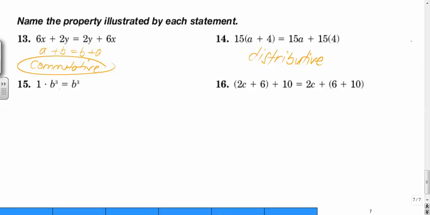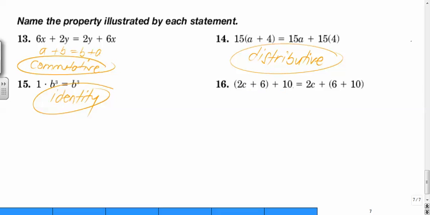Okay, 1 times b to the third power equals b to the third power. This is a property that we learned in the previous lesson, and this is the identity property over multiplication. Identity.